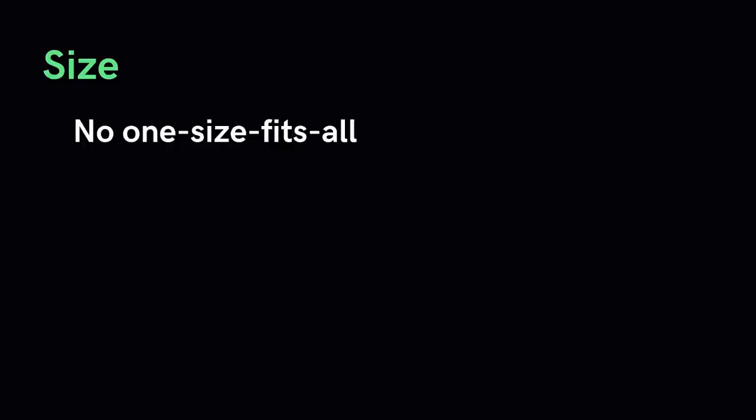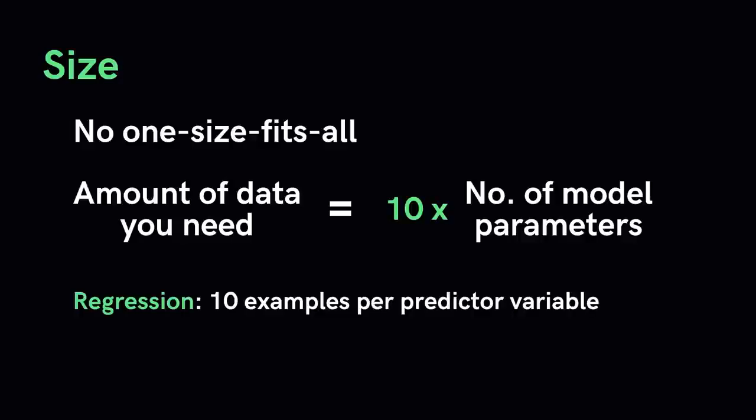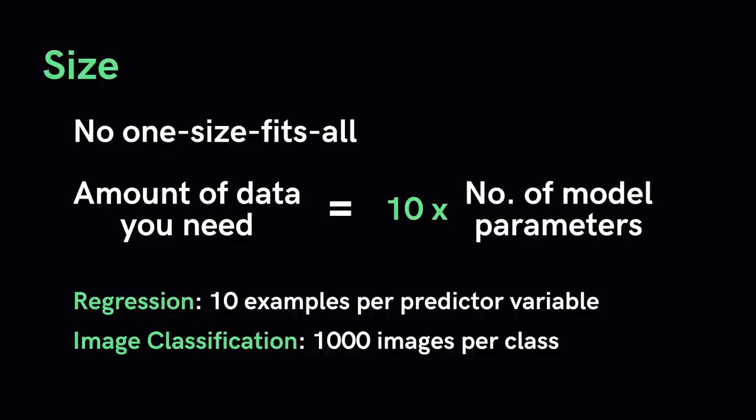need for a well-performing model should be 10 times the number of parameters in that model. However, this may differ from time to time depending on the type of model you're building. For example, in regression analysis, you should use around 10 examples per predictor variable. For image classification, the minimum you should have is around 1,000 images per class that you're trying to classify.